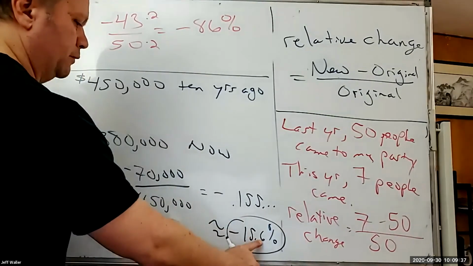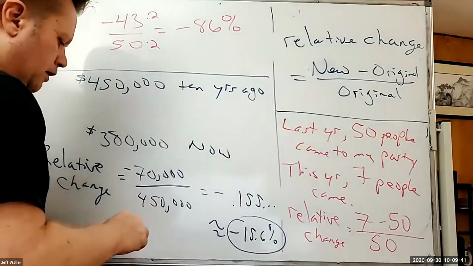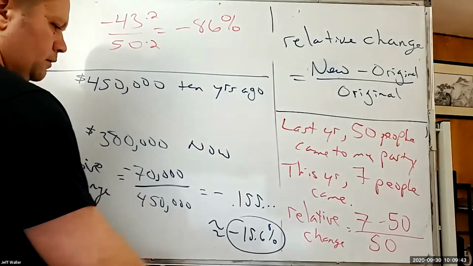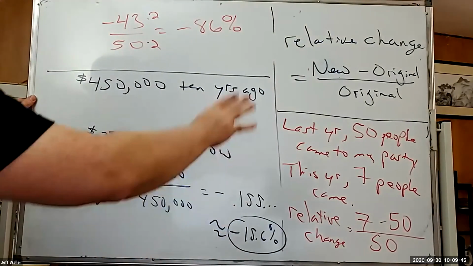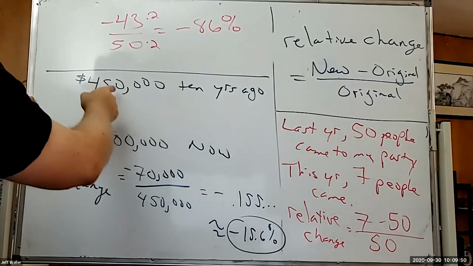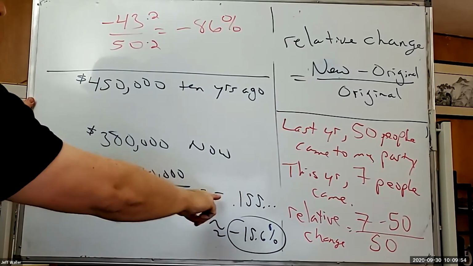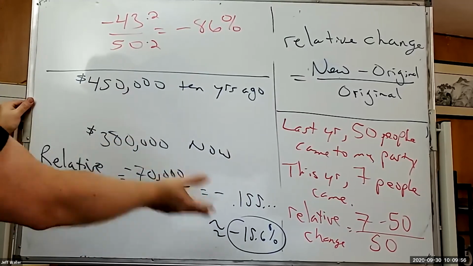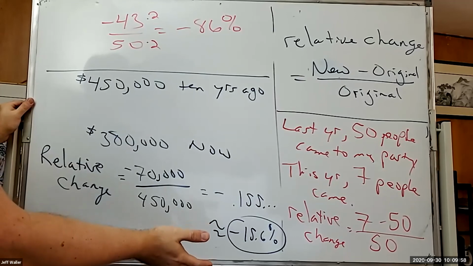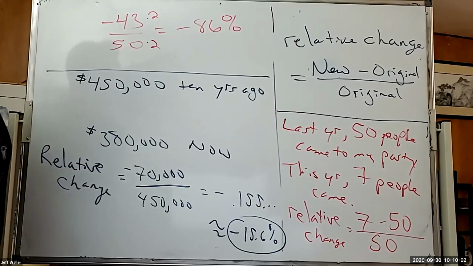If I want to round, hopefully somebody would tell you where to round it to so you don't go insane writing it all out. There's a couple things there: the formula will always work. You can always just use it. Sometimes you can see it changed by 70,000, so 70 divided by 450. I'm going to put a negative because it decreased. So I can see if it's a decrease.